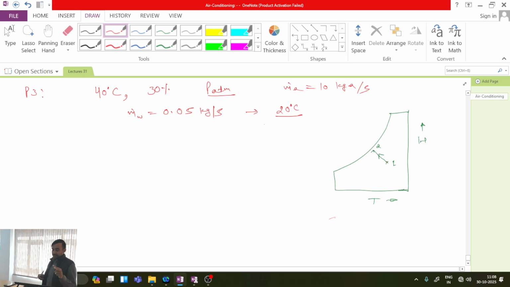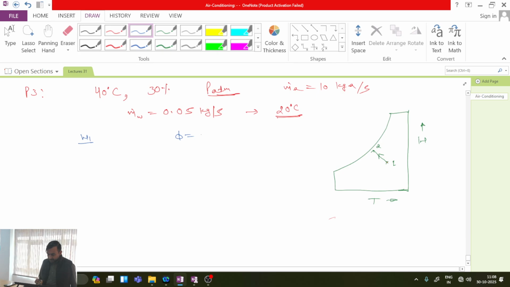Because for state 2, I know only two conditions, 20 degrees Celsius and ambient pressure. I don't know the third property. So at present state 2 cannot be located. However, if we don't use the psychrometric chart and only use the formulations, then how can I calculate the humidity at point 1? Please tell me. If I need to calculate W1, how can I calculate it? Yesterday also I have explained.